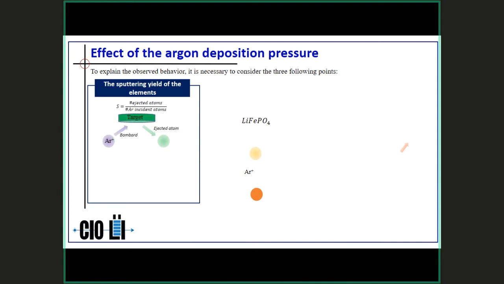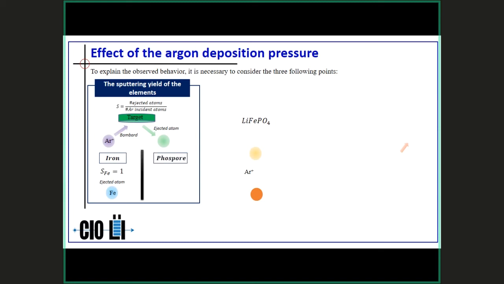What is the sputtering yield? The sputtering yield is the total number of ejected atoms of one element once the target is bombarded by one atom of argon. Let me give an example. Iron has a sputtering yield equal to 1. What is the meaning of that? That every time the target is bombarded with argon, one atom of iron will be ejected from the target.